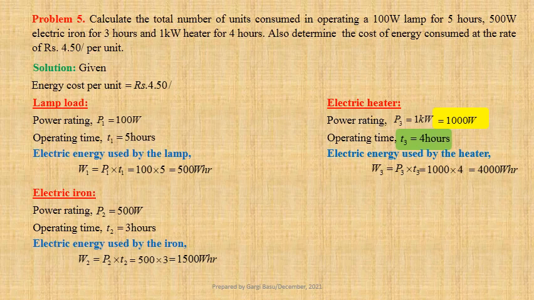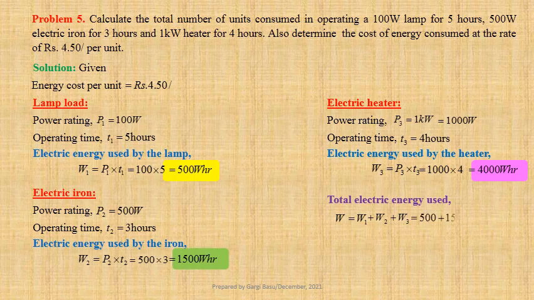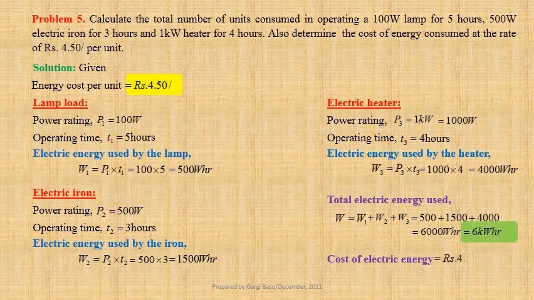Now we shall calculate total electric energy used. W equals W1 plus W2 plus W3. Using values we get 500 plus 1500 plus 4000, that is equal to 6000 watt hours or 6 kilowatt hours. Now we shall calculate cost of electric energy, that is equal to rupees 4.50 into 6, that gives us rupees 27.